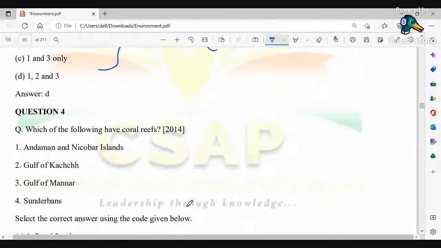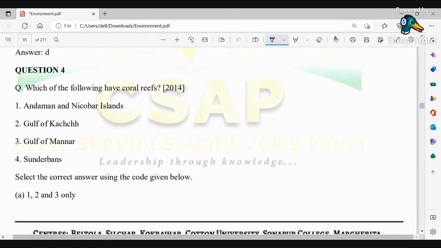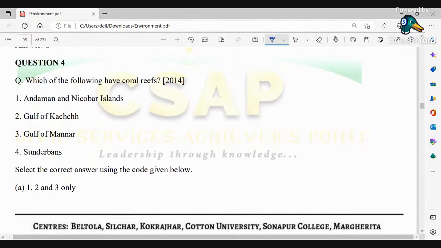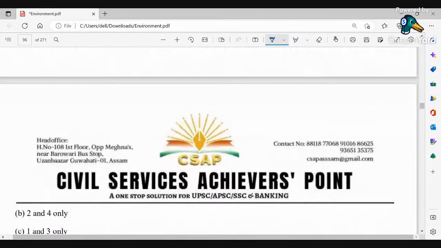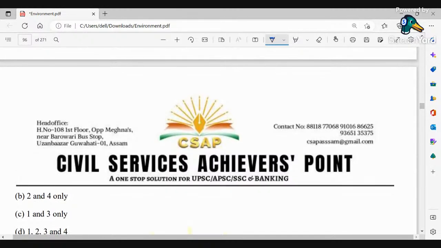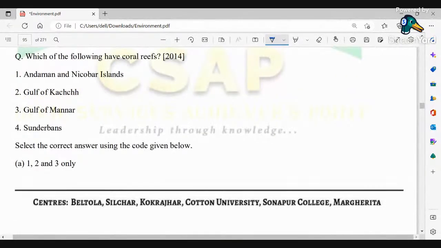Now coming to this: which of the following have coral reefs? Andaman and Nicobar, Gulf of Kutch, Gulf of Mannar, Sundarbans. Select the correct answer using the code given below: 1, 2, and 3; then 2 and 4; 1 and 3; and 1, 2, 3, and 4, that is, all the options are correct. So here we have areas like Andaman and Nicobar, Gulf of Kutch, Gulf of Mannar, and lastly Sundarbans.